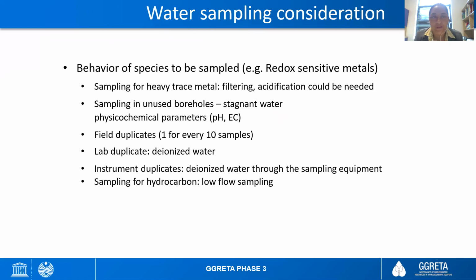Then, very importantly, the behavior of species to be sampled. I use an example here of redox sensitive species. If you are sampling for heavy metals or trace metals, filtering and acidification could be needed for preservation of your sample or to ensure that the data you collect is valid.